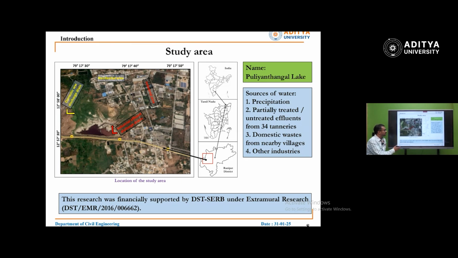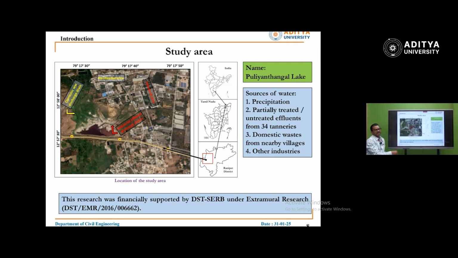So this is the study area, from Tamil Nadu in the Ranipet district. This is the lake which we are talking about, Puliyantangal lake. As you can see in this figure, there are two distinct drains, one coming on the left side and one on the right side. The left one is the domestic discharge drain from the nearby villages, and the right side drains are from the nearby industrial areas. As you can see, these are the existing industries.